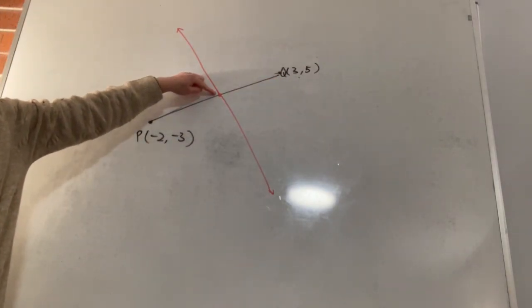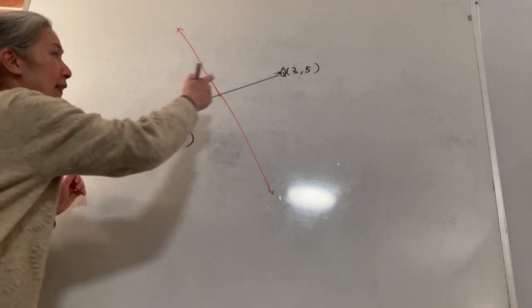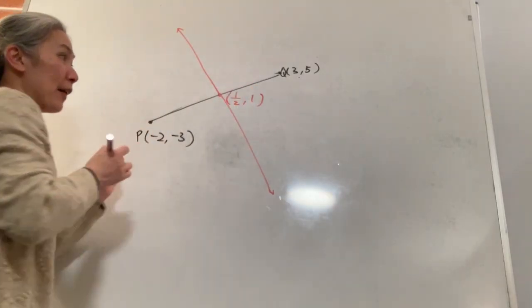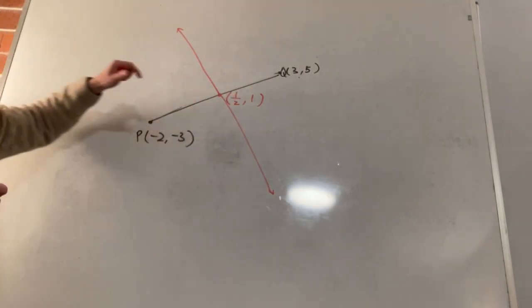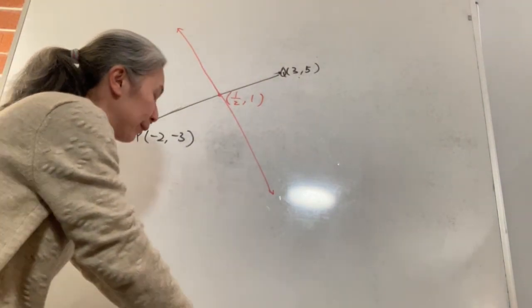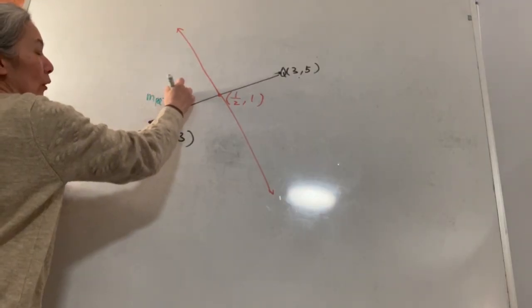You already did, right? I think you did. What is the midpoint? A half, one. Okay, so you know it passed through the midpoint. Do you know gradient of PQ? Yes. What is the gradient of PQ? 8/5. Gradient of PQ is 8/5.